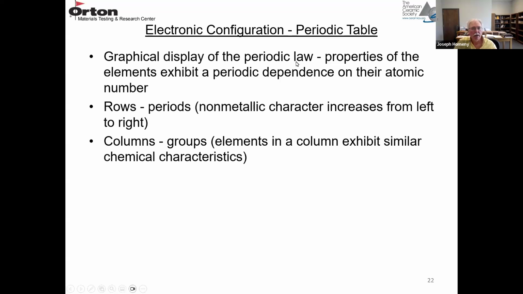So the periodic table is just a graphical display of what's known as the periodic law. And this periodic law is basically saying properties of the elements exhibit a periodic dependence on their atomic number, where they're located in that table. So the rows are known as periods. The columns are known as groups. In a row, the non-metallic character increases as you go from left to right. And in a column, the elements in adjacent columns exhibit similar chemical characteristics.